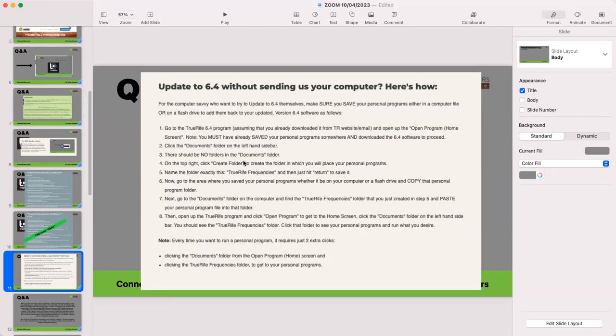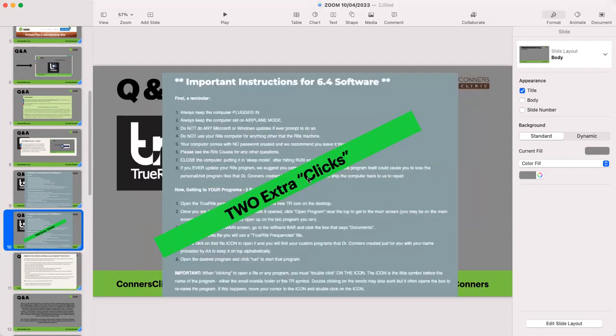This walks you through what I have to do if you send your computer back to me, and if you already updated to 6.4. So go ahead and look at those. With 6.4, even with 6.1, 6.2, which not very many of you have, but with anything over 6.0, which 99% of you have, you have 2 extra clicks. It's just 2 extra clicks. It's not that big a deal. It is 2 extra clicks, and that's not going to go away anytime soon. You have to follow 2 extra things.